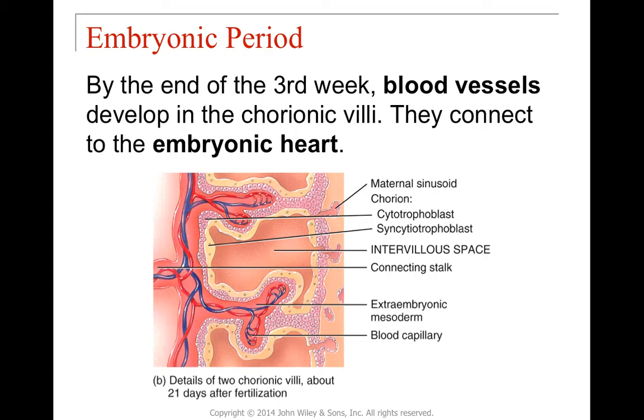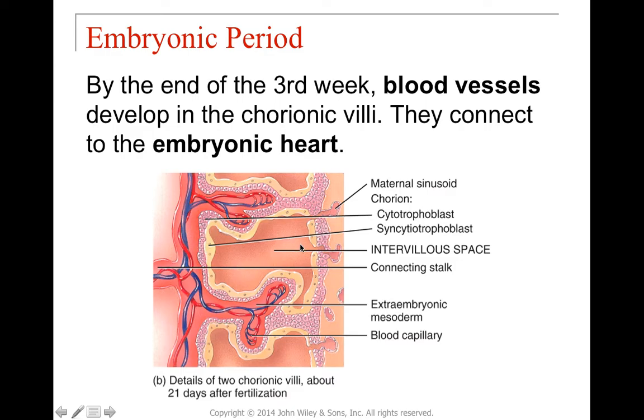Okay. So this here is the maternal sinusoid. Again, a sinusoid is just kind of like a hole that's going to allow fluids to leak through, right? So fluids are going to be leaking into this intervillous space. This intervillous space is going to line right up with that trophoblast region, which has now become the syncytiotrophoblast, here depicted by this yellow-brown area. And the cytotrophoblast is depicted here by pink.